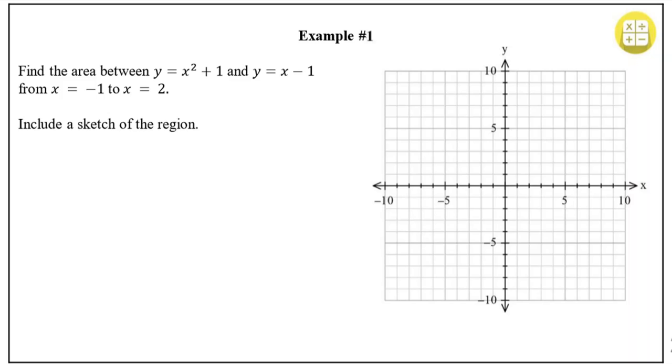All right, so let's take a look at finding the area between two curves. So we're going to find the area between y equals x squared plus 1 and y equals x minus 1. So a quadratic and a linear function from x equals -1 to x equals 2. So let's just sketch this first and then see what we're dealing with.